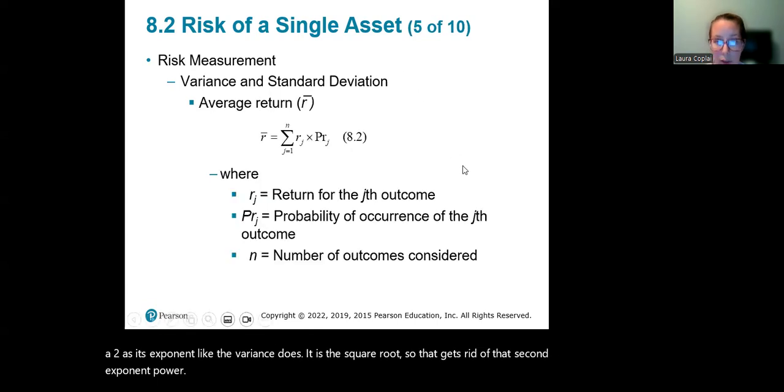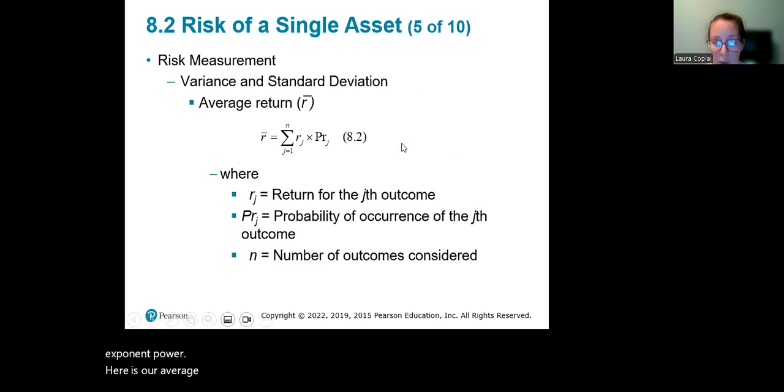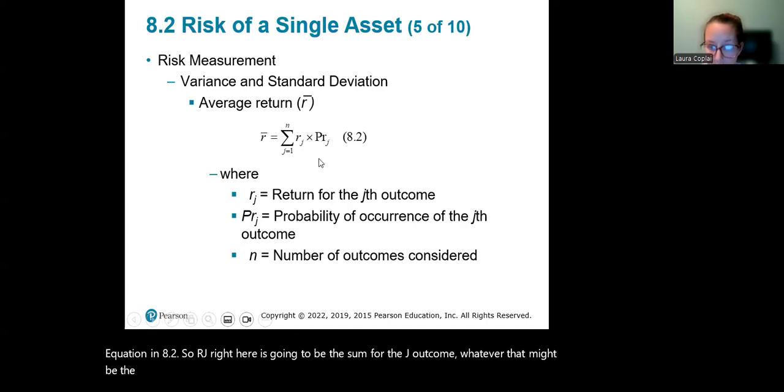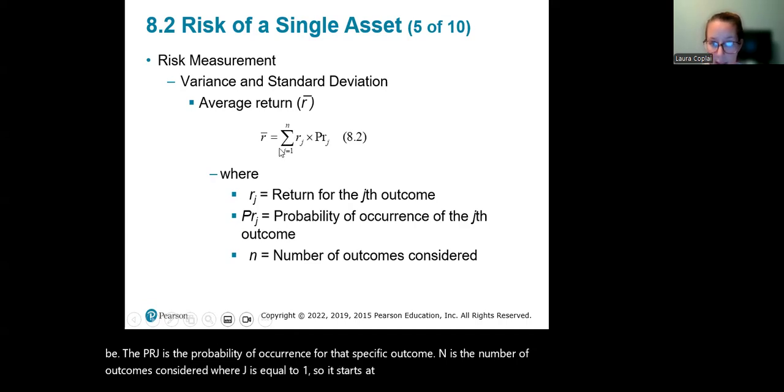Here is our average return equation in 8.2. So our j right here is going to be the sum for the j outcome, whatever that might be. The Pr_j is the probability of occurrence for that specific outcome. n is the number of outcomes considered, where j is equal to 1, so it starts at 1. And this is the sum of all of those occurrences happening.